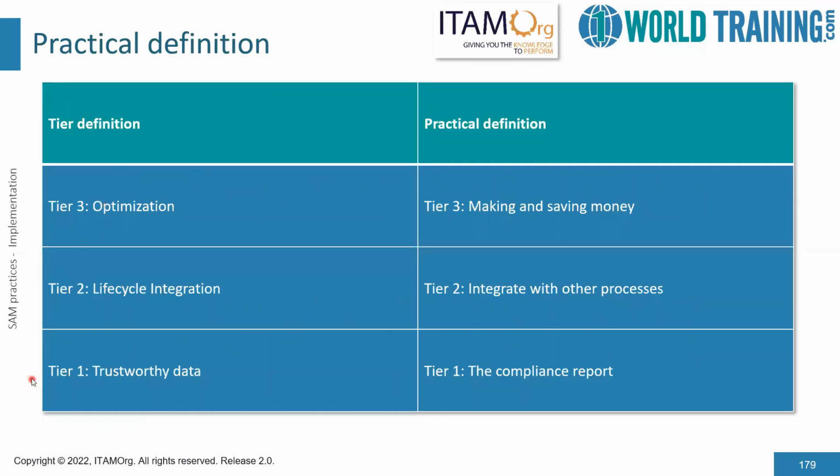Now that we know tier 1 is trustworthy data, 2 is lifecycle integration, and 3 is optimization, practically tier 1 allows us to report compliance, tier 2 allows us to integrate with other processes within the organization, and tier 3 allows us to make and save money.